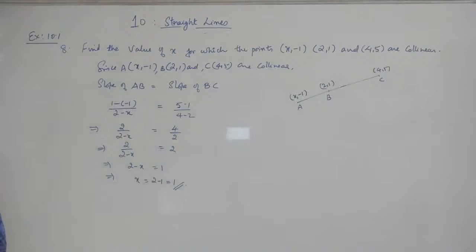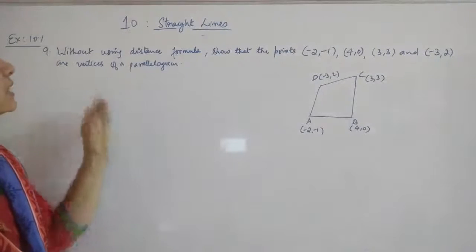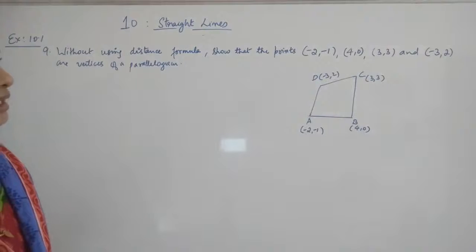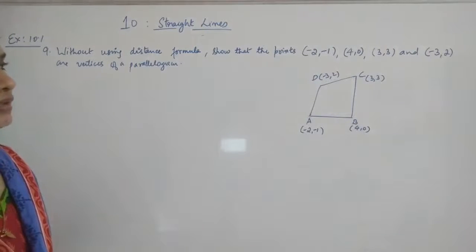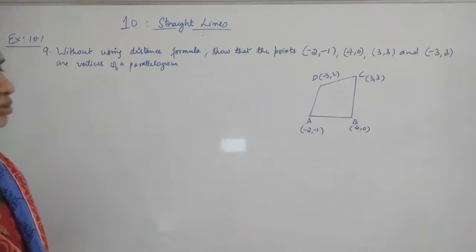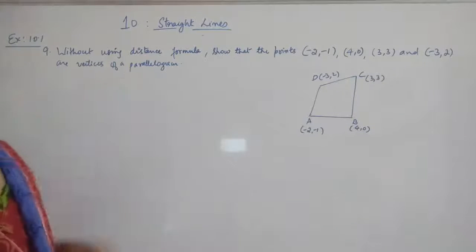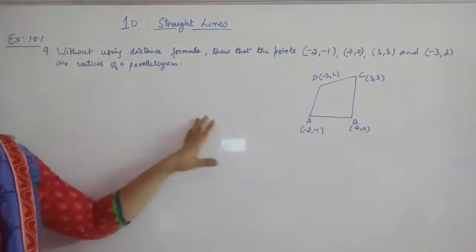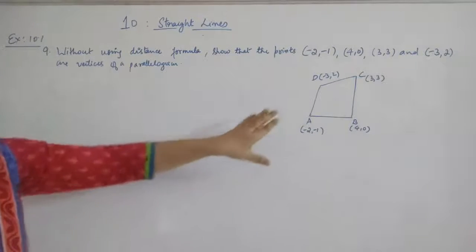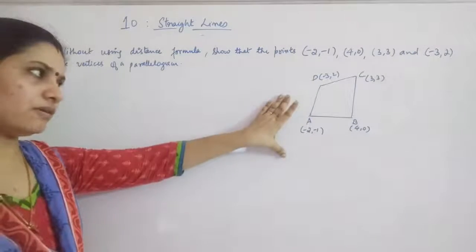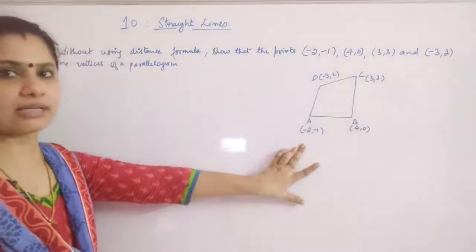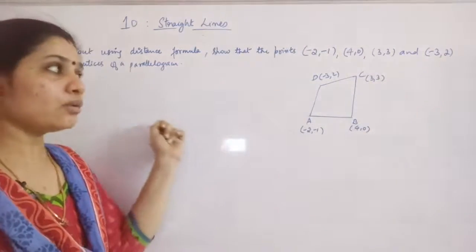Okay. Question number 9 is, without using distance formula, show that the points -2, -1, 4, 0, 3, 3 and -3, 2 are the vertices of a parallelogram. So first we will take the 4 points in order as the vertices of a quadrilateral, and we will show that this quadrilateral is nothing but a parallelogram. And how we will show?